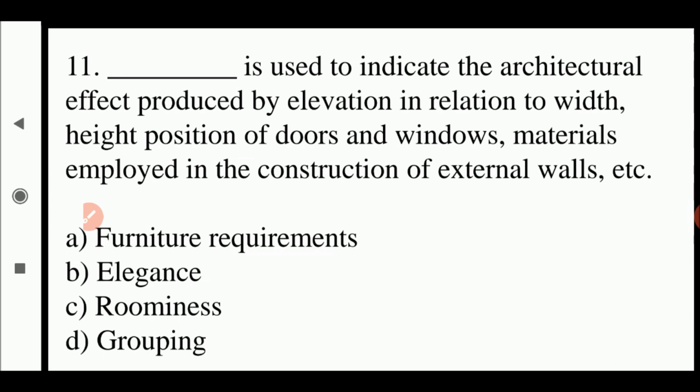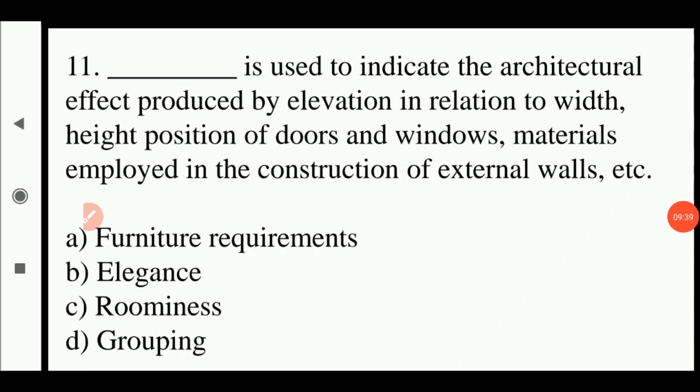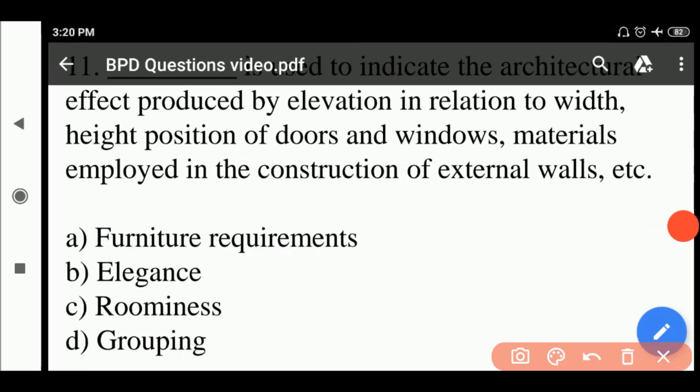Next objective. Dash dash is used to indicate the architectural effects produced by the elevation in relation to width, height, position of the doors and windows, material employed in the construction of external wall, etc. Option first, furniture requirements. Second, elegance. Third, roominess. And fourth, grouping. So the answer for this question is elegance. So B is correct.